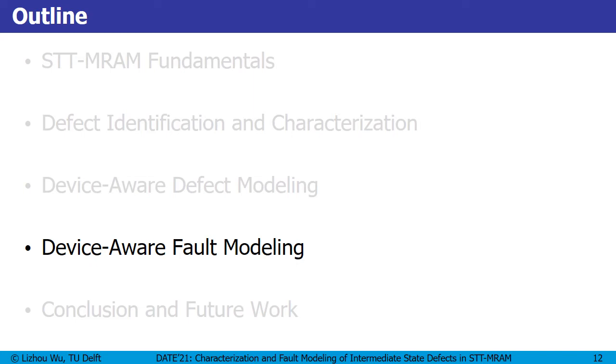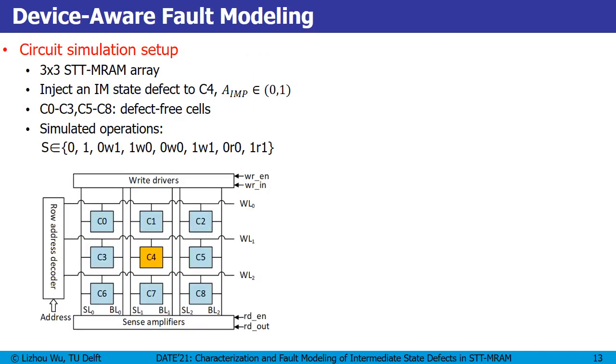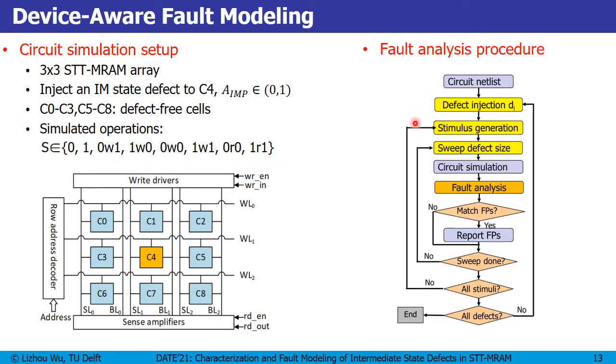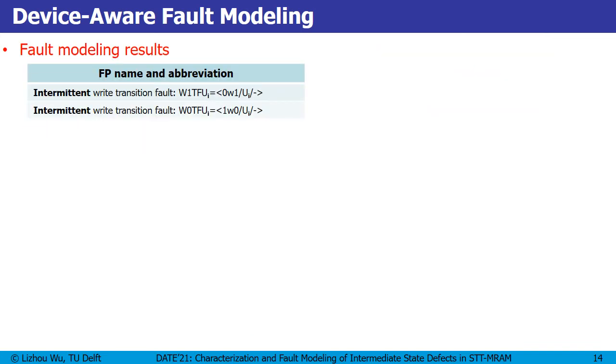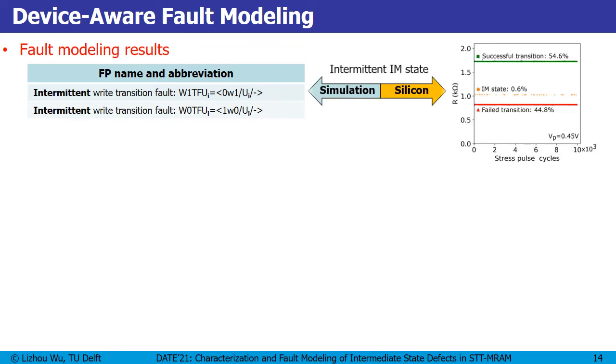Once we get a good defect model, we can then do device-aware fault modeling. We simulated a 3x3 STT-MRAM array based on realistic STT-MRAM designs. We injected an IM state defect into the central cell C4. All neighboring cells are defect-free. And we simulated all these operations. And this is our fault analysis procedure, which is very systematic to validate all possible faults in a predefined fault space. We observed two memory faults in our simulations. They are intermittent write transition faults, up transition and down transition. And you can see our fault modeling results are very consistent with the silicon data.